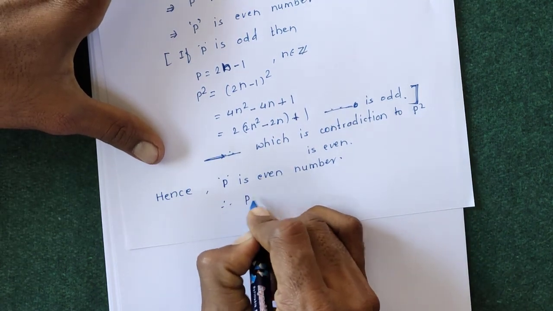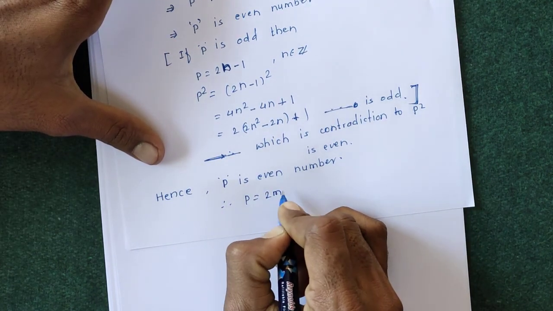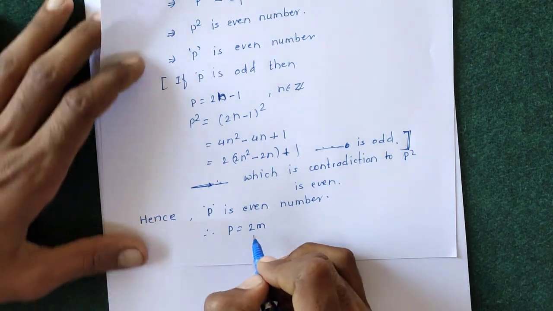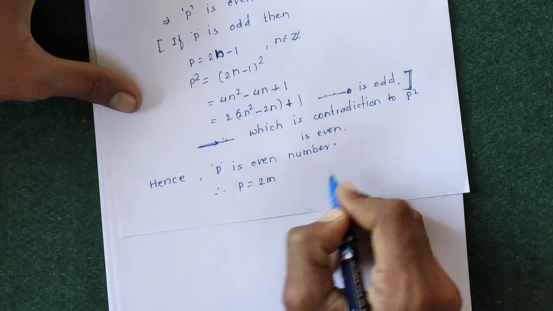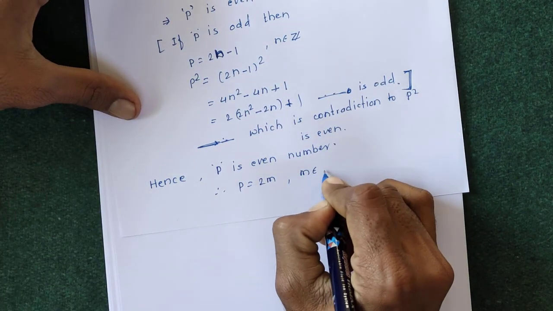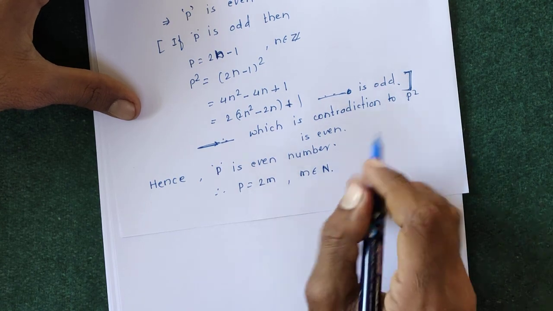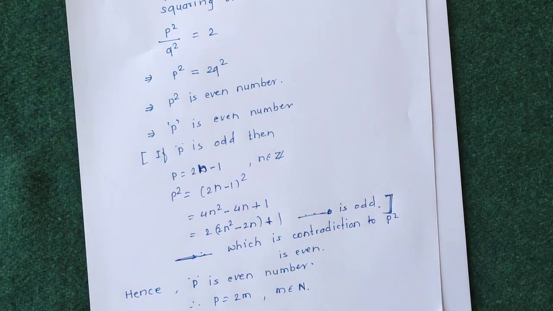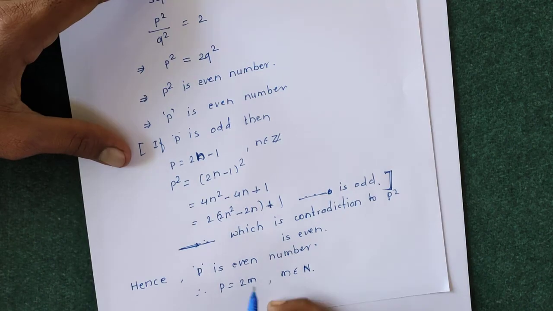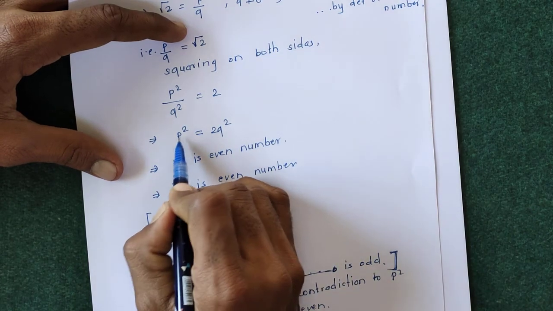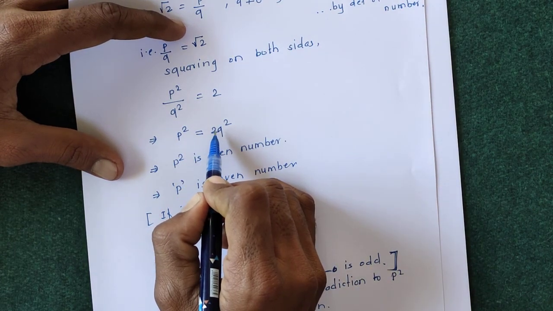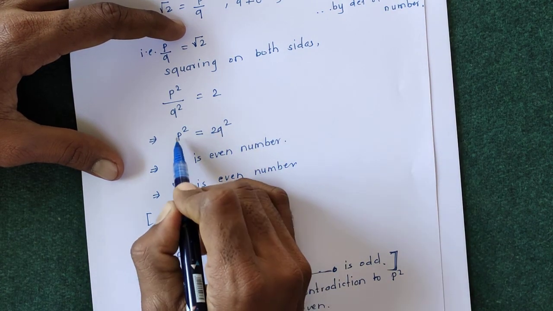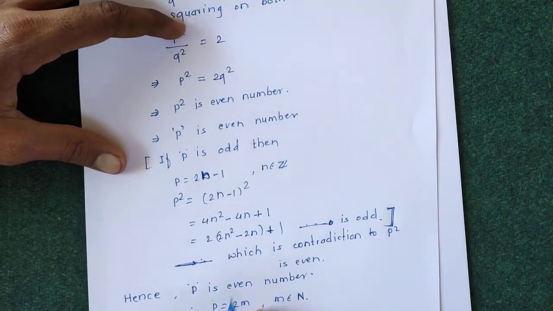Therefore p must be of the form 2 into some number. The even numbers are of the form 2k. So p is equals to, suppose 2m, for some m belongs to natural numbers. Here we are considering that p and q both are positive, so we are taking m belongs to set of natural numbers. Now p is equals to 2m, and here we have p square is equals to 2q square.